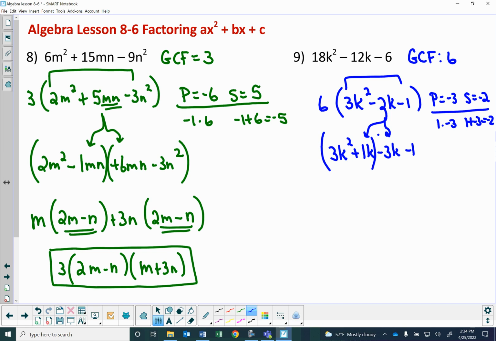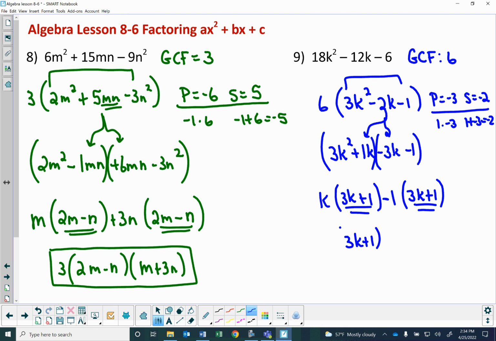Group the first two, group the last two. Greatest common factor out of 3k squared plus 1k, I can take a k out. If I take a k out, I'm left with 3k plus 1. Greatest common factor out of negative 3k minus 1, well, my first term is negative, so take out a negative, and the only thing I can take out is a 1. So that gives me 3k plus 1. So my common term is 3k plus 1. My leftover term is k minus 1.